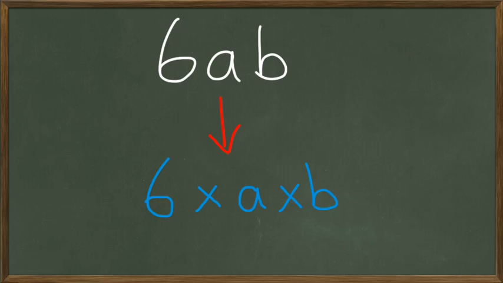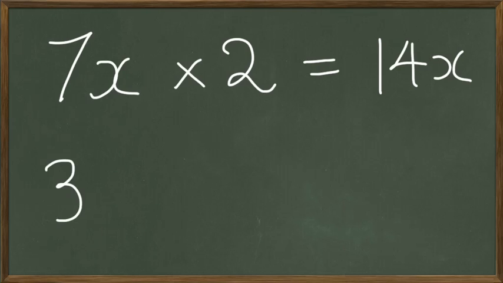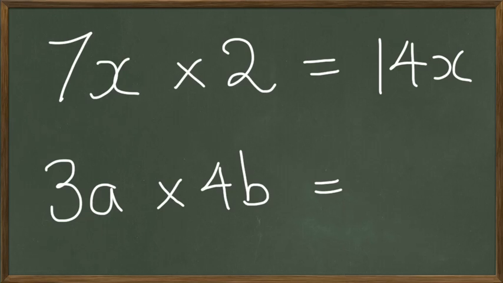Okay, so if we're going to multiply terms, let's start with an example and see if you guys pick this up. So if you have something like 7x times 2, well, this is 14x. And if you have 3a times 4b, this is equal to 12ab.